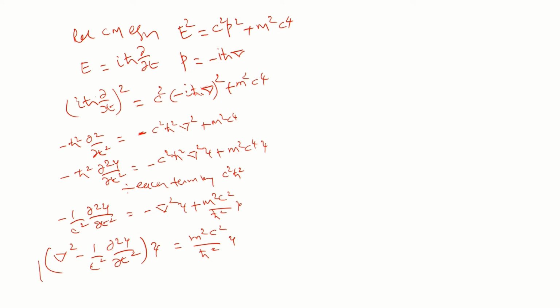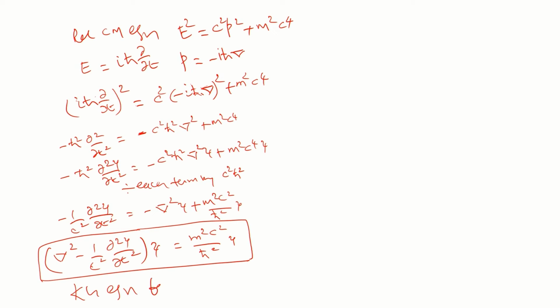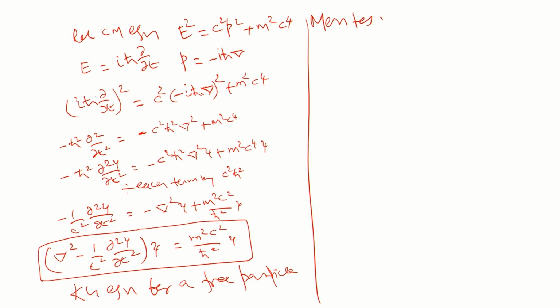So this is the famous Klein-Gordon equation, KG equation, but it is only for a free particle. KG equation has two types. One is for a free particle, the other is for a bound particle. This is for a free particle. And here we have to list out the merits and demerits. First, merits.